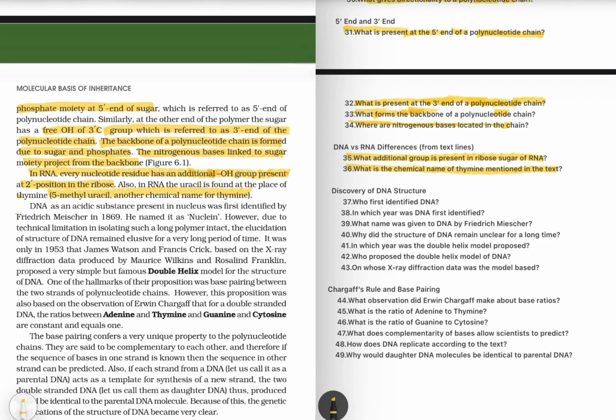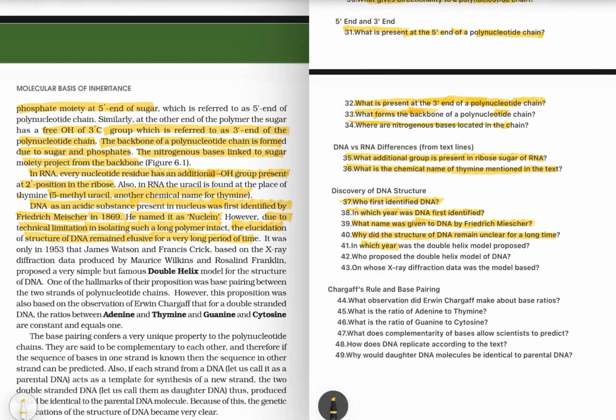Discovery of DNA structure. Who first identified DNA? DNA, as an acidic substance present in the nucleus, was first identified by Friedrich Miescher. In which year was DNA first identified? In the year 1869. What name was given to DNA by Friedrich Miescher? He named it nuclein. Why did the structure of DNA remain unclear for a long time? Due to technical limitations in isolating such a long polymer intact, the elucidation of the structure of DNA remained elusive for a very long period of time.